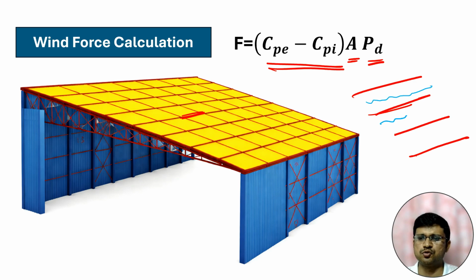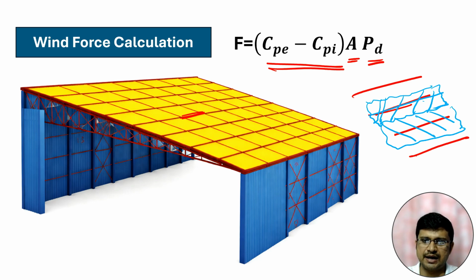The influence will be half on both sides. The load of this particular area will come over this particular purlin. We will consider this as the tributary area. For the next purlin, it will be like this. This is the tributary area, and the load of this zone will come over this purlin, half from this side and half from the other side.